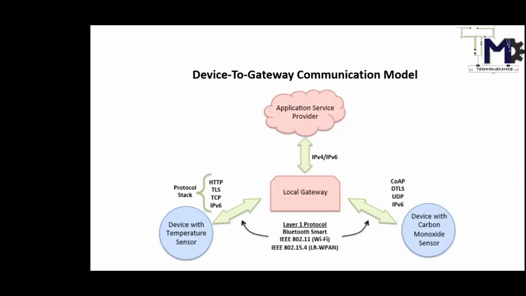Then let us discuss the device to gateway communication model. This model is widely used in industry. Now let us discuss why. First, in industry we do not have one or two sensors, we have lots of sensors, like thousands. At that point we cannot directly connect them to the cloud. We need a local gateway which will process all these things, where all the sensors are connected to one gateway, and from this gateway it is connected to the cloud. So this is where the device to gateway communication model is used.